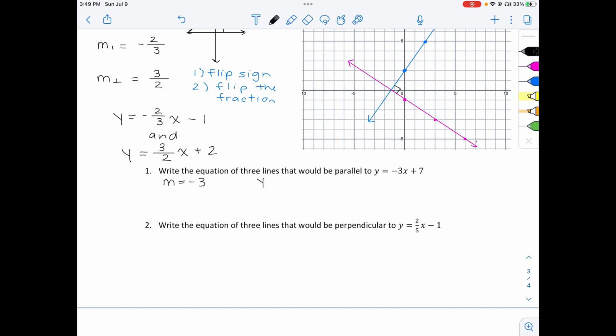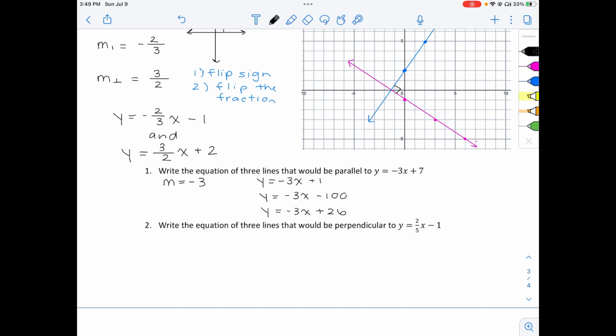So you could have y equals negative 3x, and then you're just making whatever y-intercept you want. So we could have like plus 1. You could do y equals negative 3x minus 100. Y equals negative 3x plus 26. Doesn't matter what your b value is, as long as your slope for the lines here is -3, then that means that your lines will be parallel.